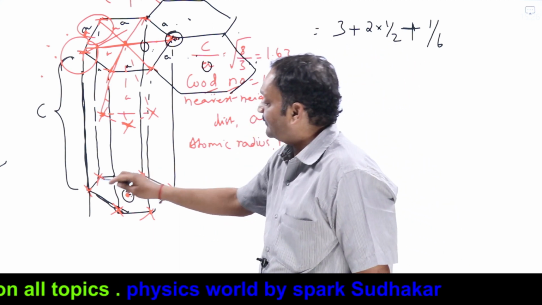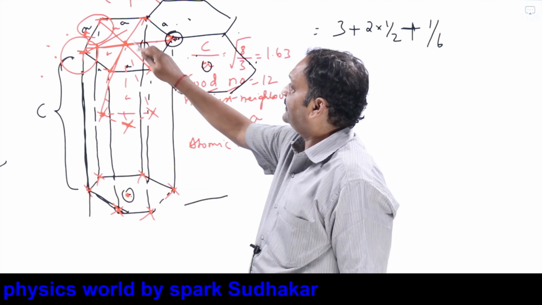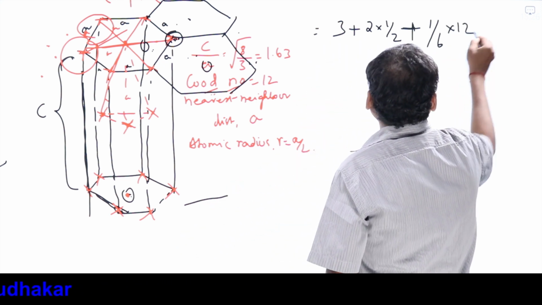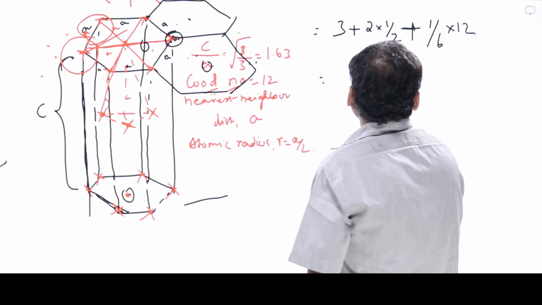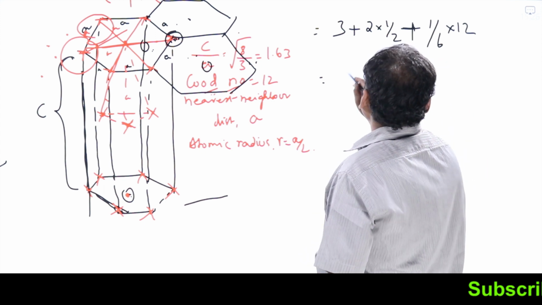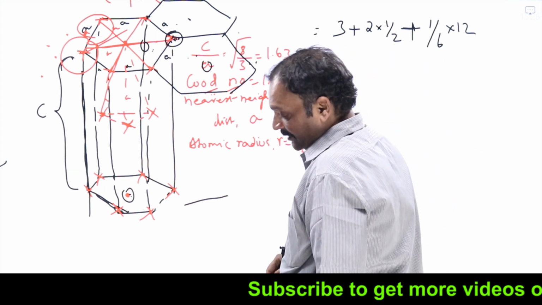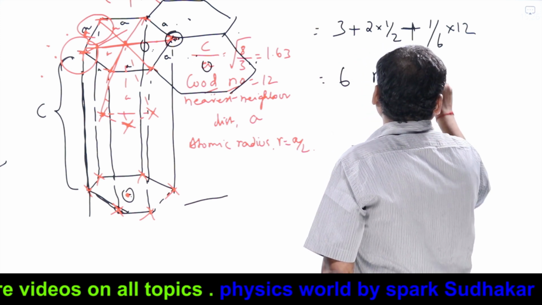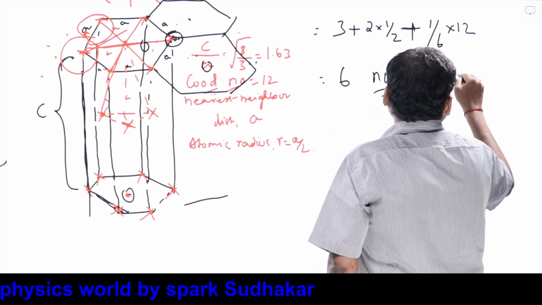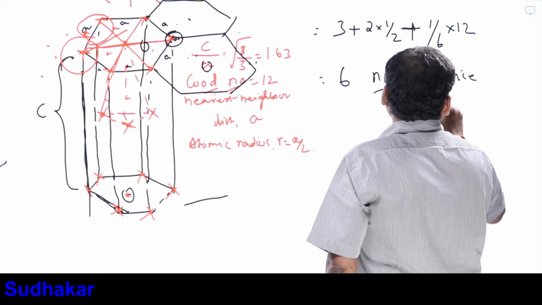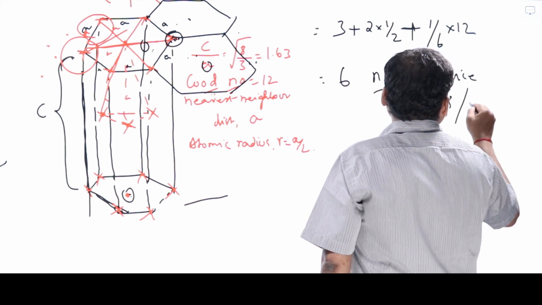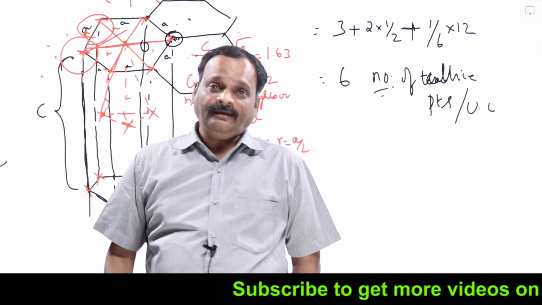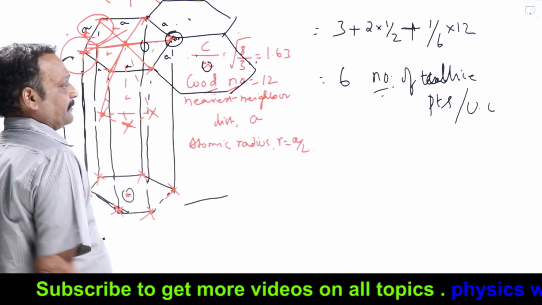So how many corner atoms are there? 6 from the bottom face, 6 from the upper face, 12. So 1/6 into 12 is equal to how much? Tell me. 3 plus 1, 4. 4 plus 2, 6. That is the number of lattice points per unit cell. Number of lattice points per unit cell is equal to 6 in hexagonal close packed structure.